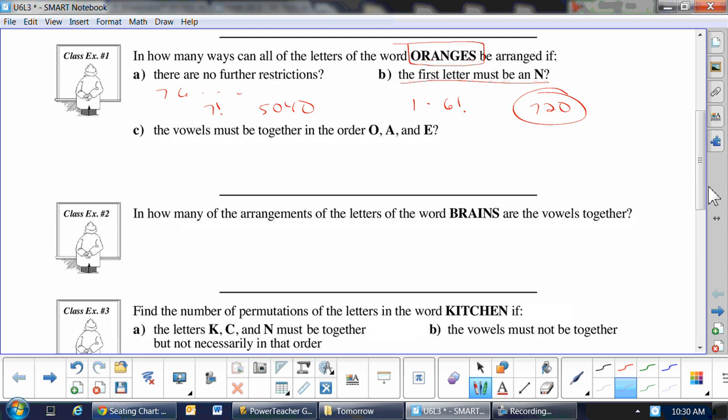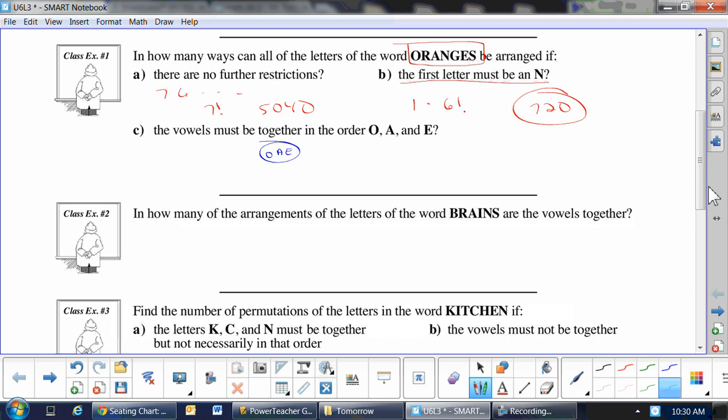Now what if the vowels O, A, and E must be together and must be in that order? So, this is how I look at it. O, A, and E, they're like one thing now, right? They're like a little group.